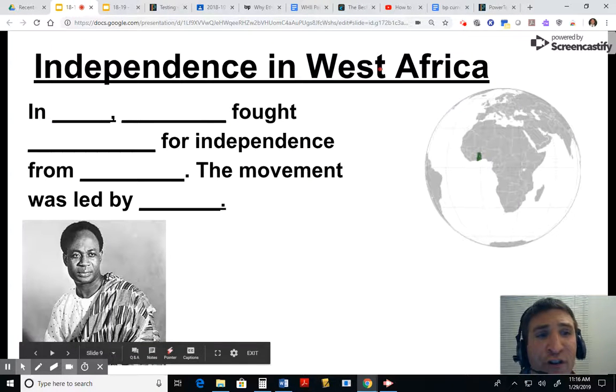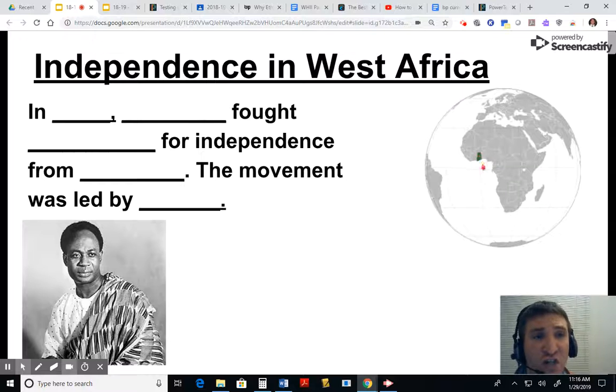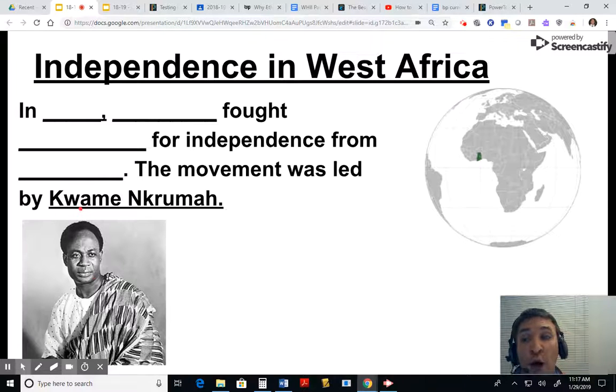Independence in West Africa. We travel there first to this country in green. What is this country on the Gold Coast or the Slave Coast, as it's sometimes called? Well, in the year 1957, Ghana fought non-violently for independence from Britain. The movement was led by this man. His name was Kwame Nkrumah. How do you spell that? Here it is, Kwame Nkrumah.